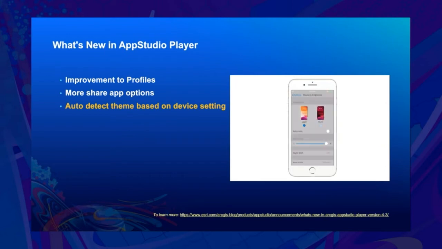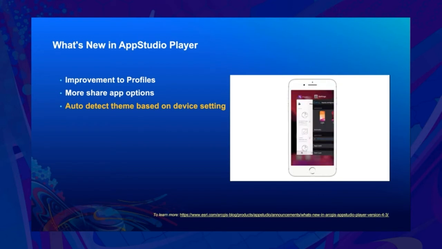And the same functionality that we added in Quick Report is also added to AppStudio Player, which is to auto-detect the theme based on the device setting. And you can also manually change the player theme under the settings page.